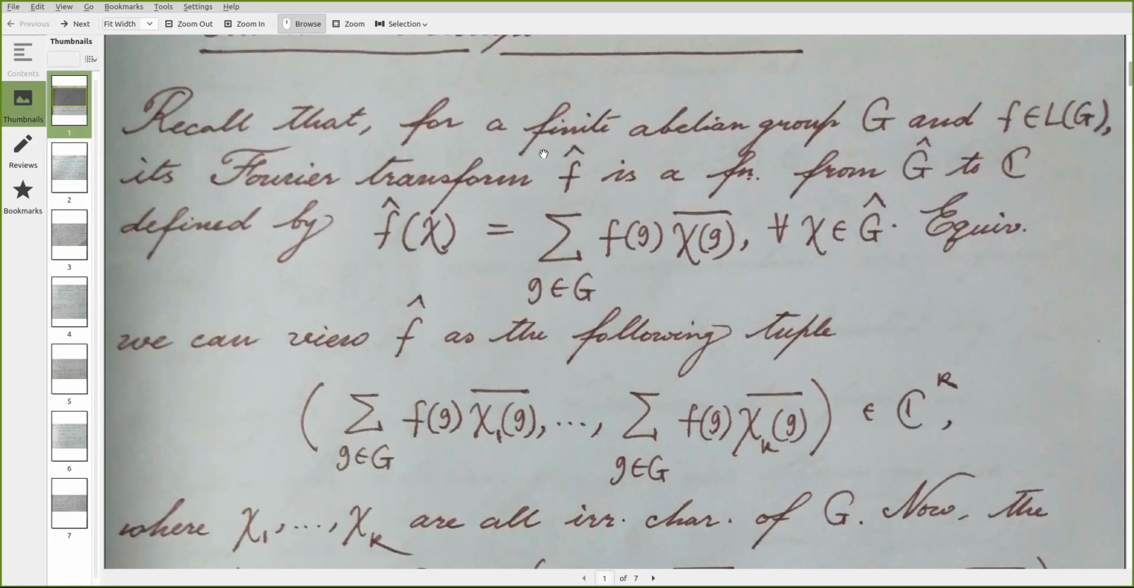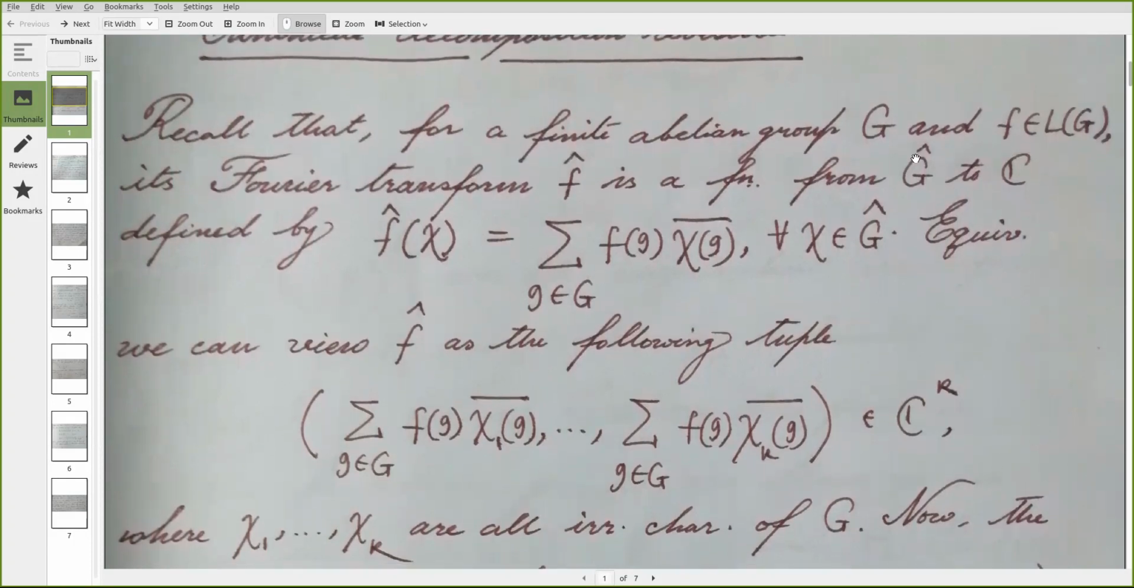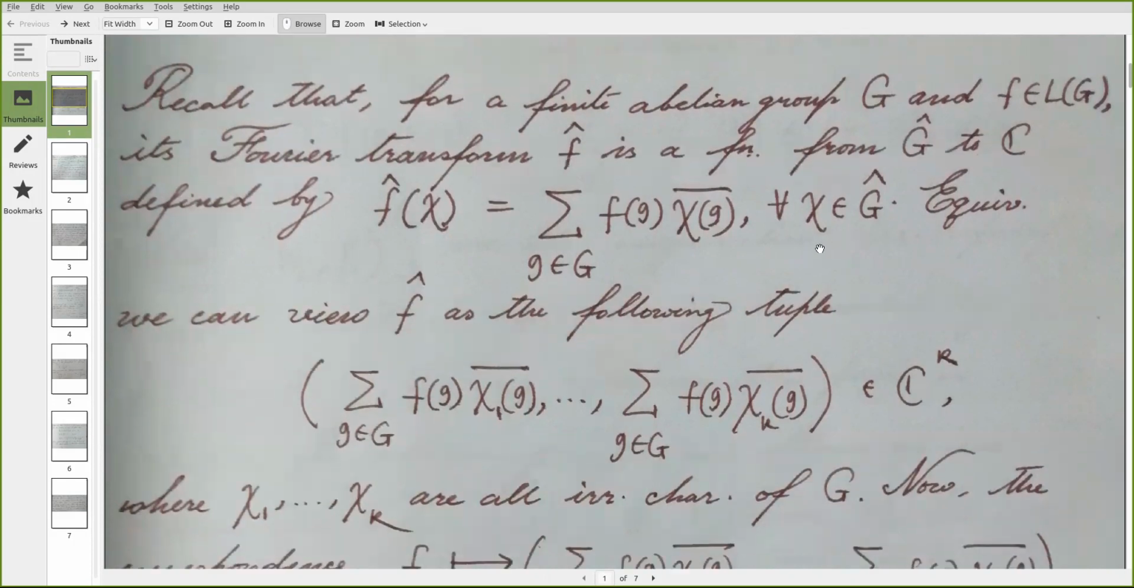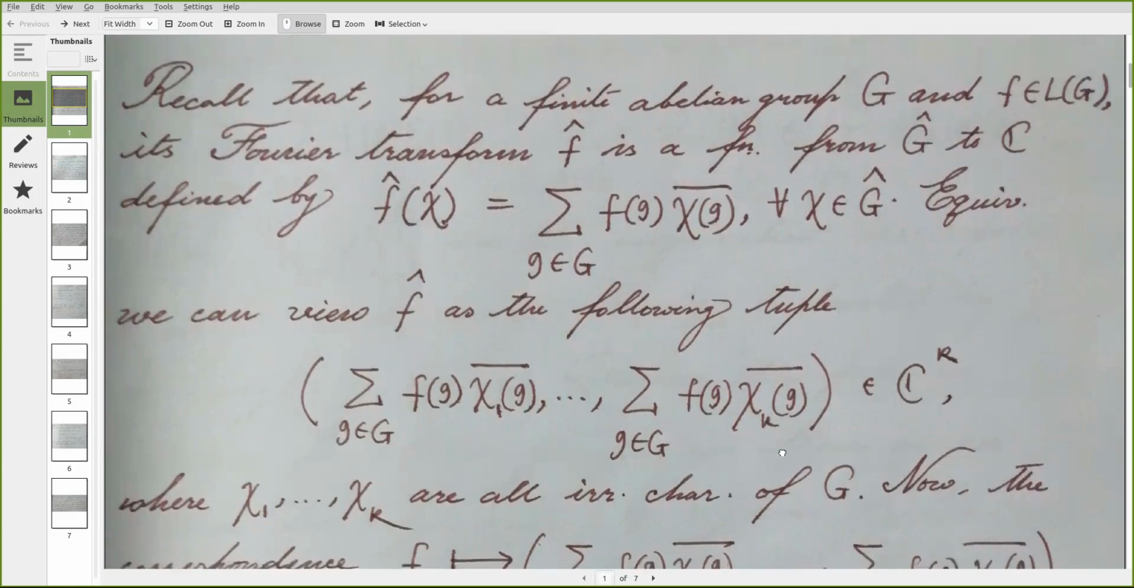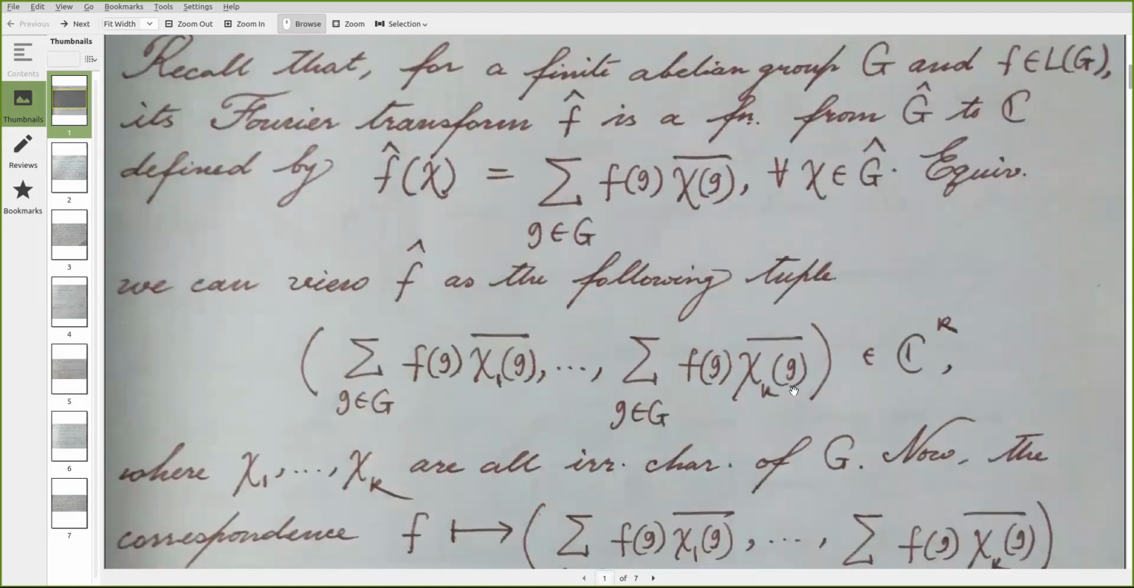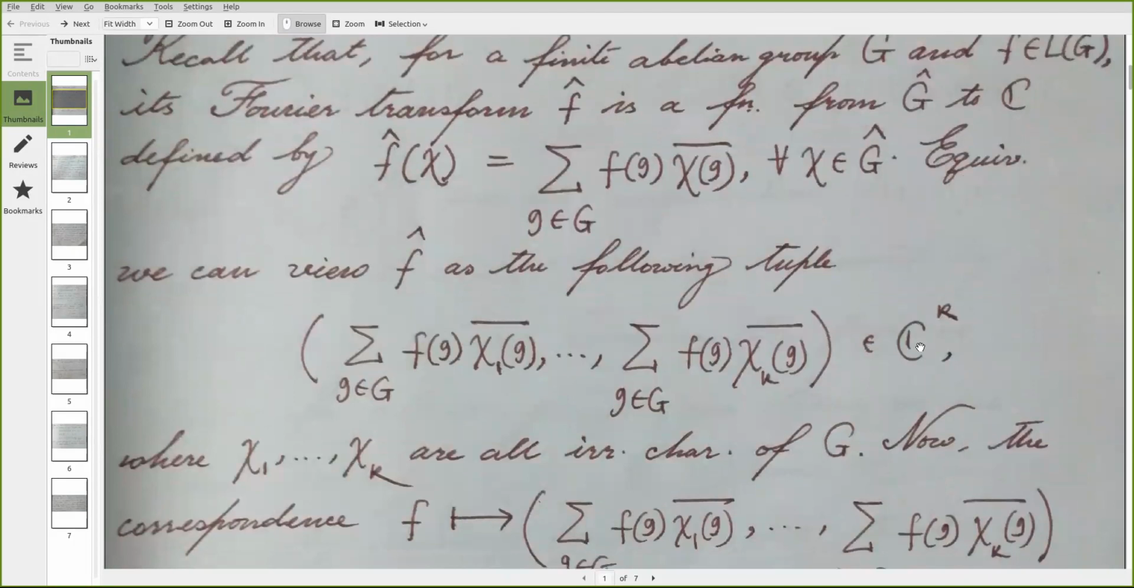So recall that for a finite abelian group G and a function f in LG, its Fourier transform, which is denoted by f hat, is defined to be a function from G hat to C, which takes this value at a given point chi in G hat. Or equivalently you can view f hat as the following k-tuple of complex numbers.